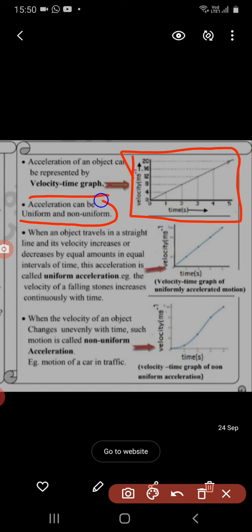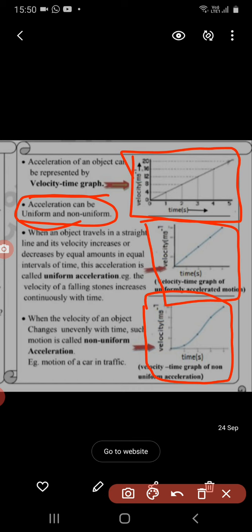Acceleration is of two types, uniform and non-uniform motion. In case of uniform motion, there is a straight line in the graph, and in case of non-uniform motion, there is a curved shaped graph, or an S or a J shaped graph you can say. So we will find whether the acceleration is uniform or non-uniform.